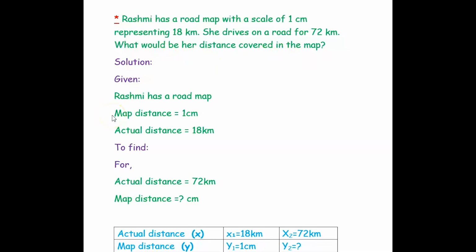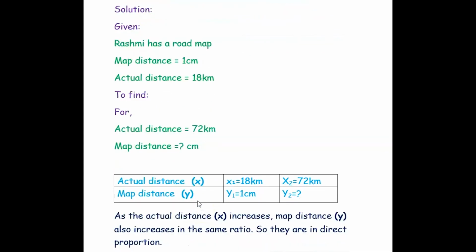So Rashmi has a road map, and the map distance is 1 centimeter and the actual distance is 18 kilometers. If it is 1 centimeter in the map, then the actual distance on the road is 18 kilometers. Now what do we want to find? The actual distance on the road is 72 kilometers, and how it will be marked in the map, that is the map distance. So let's consider actual distance as x and map distance as y.